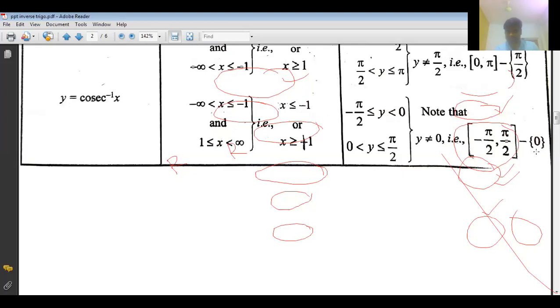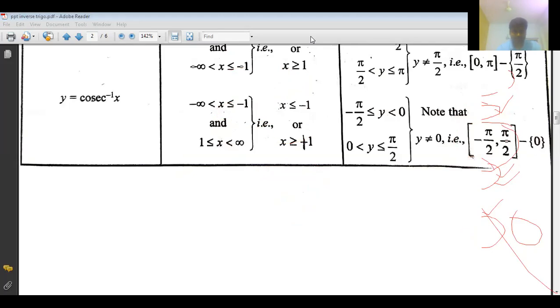So why except 0? Because at 0 sine is 0. Okay, sine 0 is 0. So wherever sine is 0, that angle should not be the result for cosecant inverse. Clear? So now let us go forward to discuss some problems in that. Okay. Now we can go for exercise number 2.1 in that. Okay, so from that we'll see.